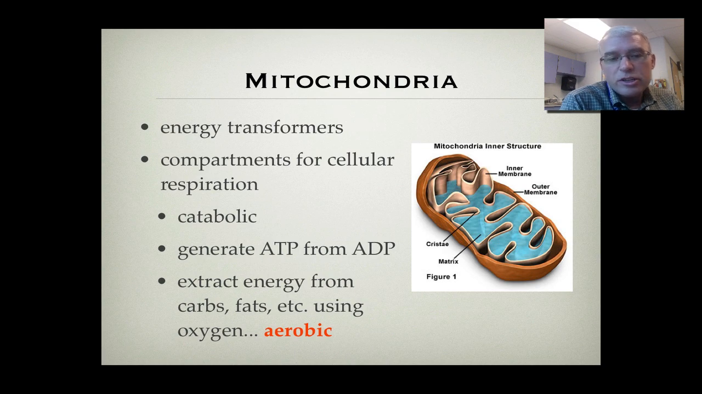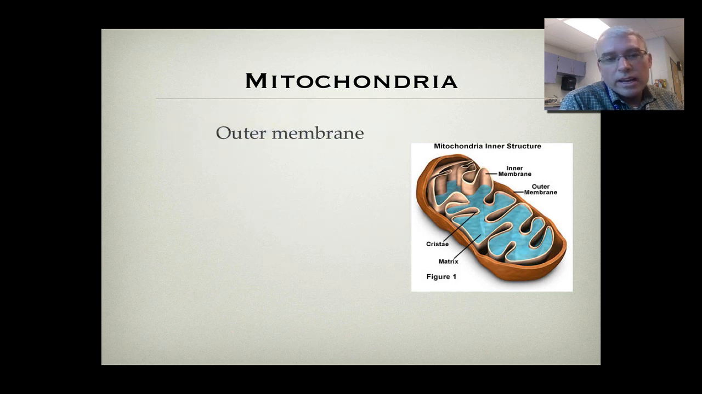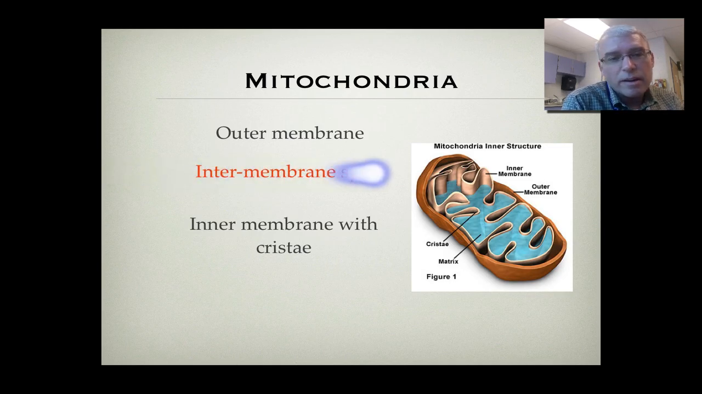Mitochondria are ATP generators, and they're extracting energy from carbohydrates like glucose, plus other things like fats, in a process that requires oxygen. Mitochondrial structure is made up of a series of membranes. We have an outer membrane and an inner membrane that has been folded many, many times to produce lots and lots of surface area. Between the outer membrane and the inner membrane is a space called, logically, the intermembrane space, and deep inside the inner membrane is a region called the matrix.